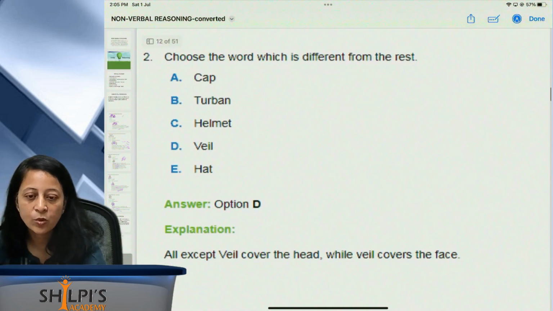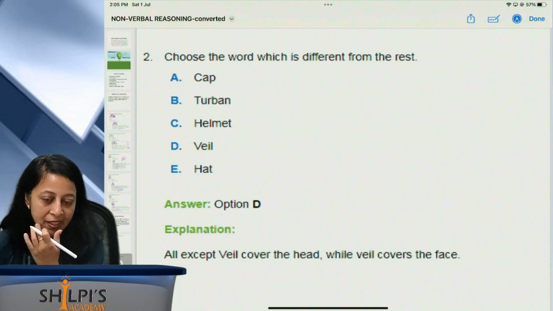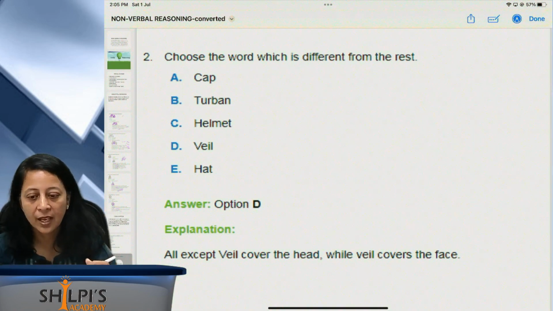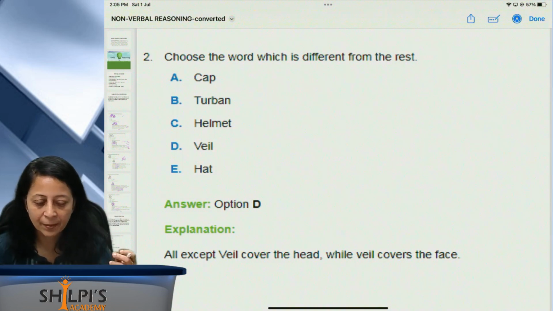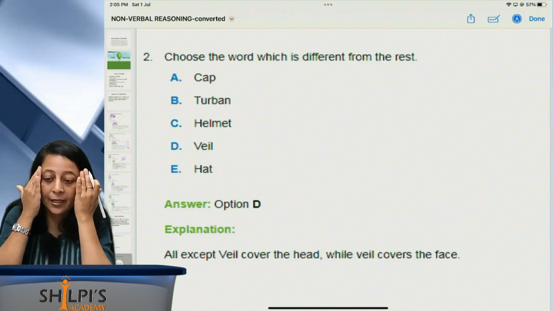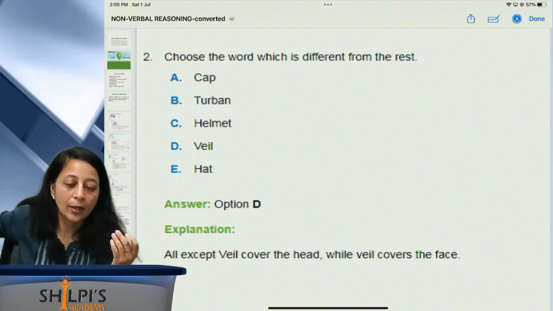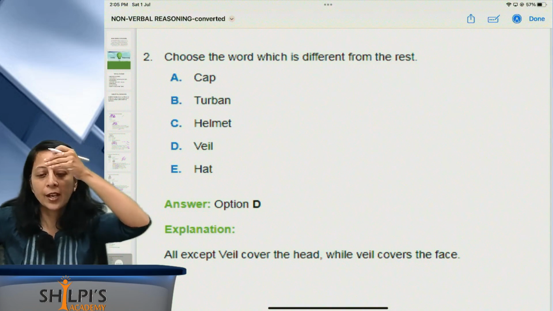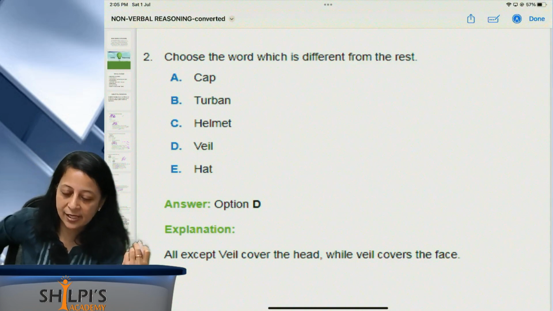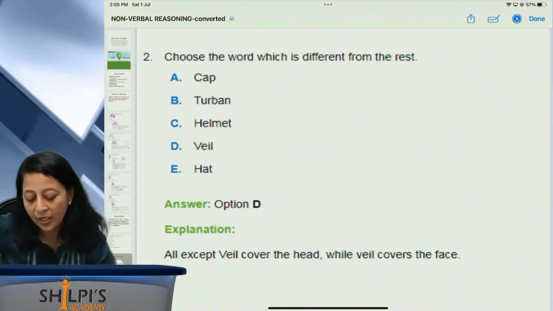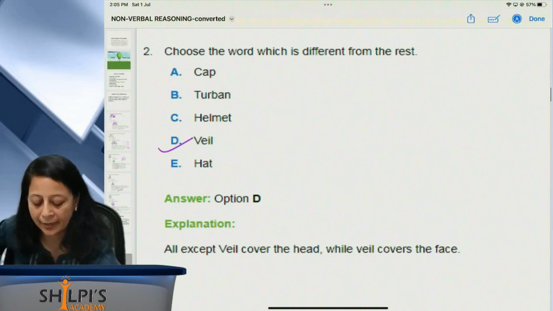Next one is choose the word which is different from the rest. It is cap, turban, helmet, veil and hat. Veil is something like a mask, it covers the face. Cap covers your head, turban covers your head, helmet covers your head, hat covers your head, but veil doesn't cover the head, it covers your face. So the odd man out is your veil.